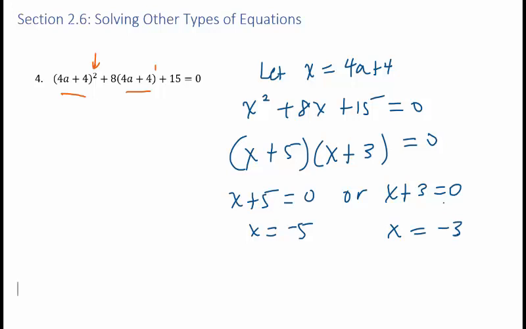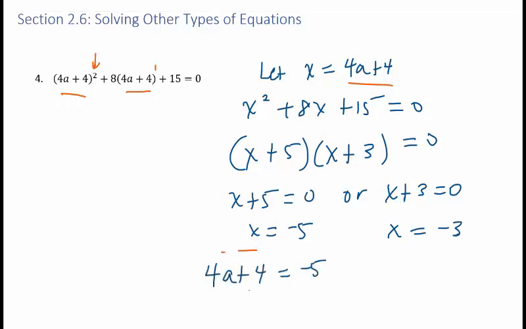At this point, we recognize that we have not solved the original equation. We've just solved our new equation for x, but we really want to solve the equation for a. And therefore, we're just going to take the expression that we had set x equal to, which is 4a plus 4, and substitute it back in for x in each of these equations.